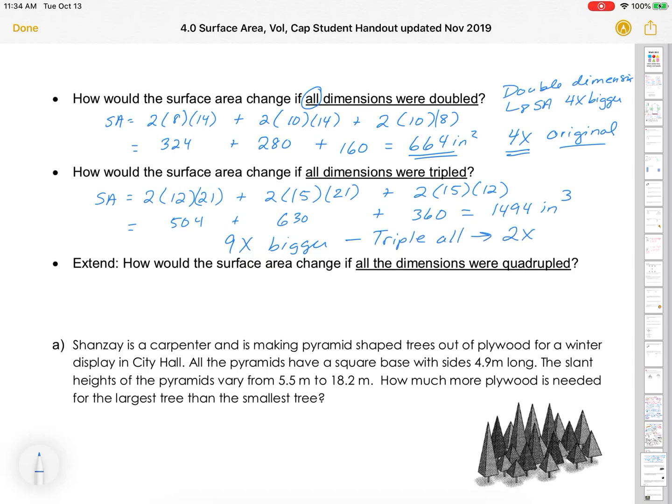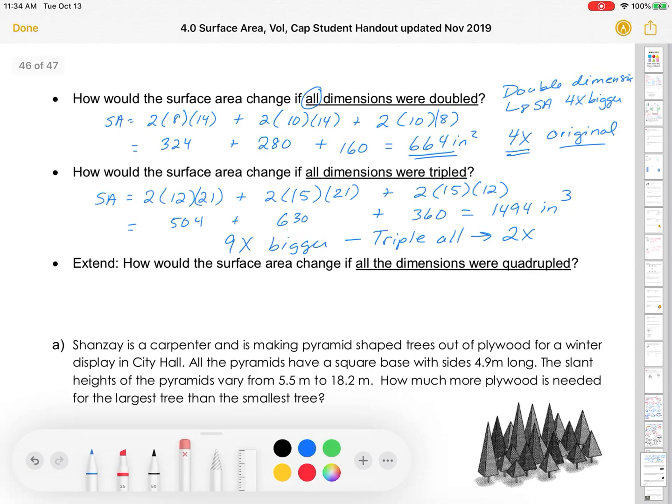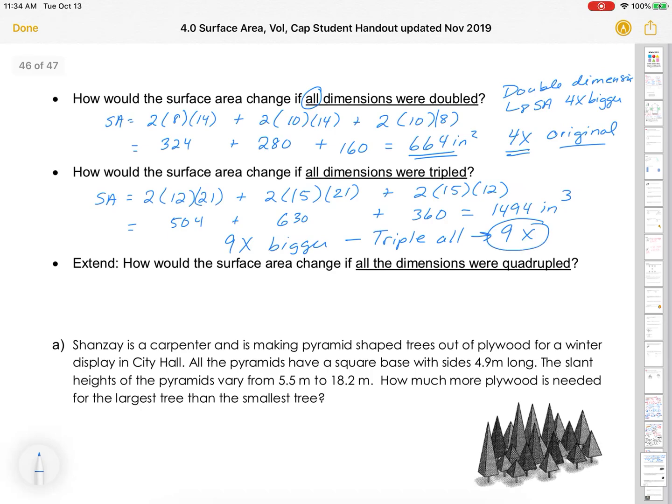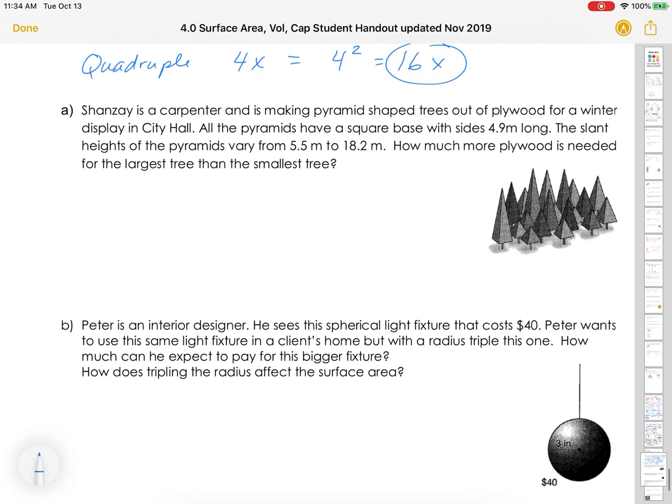So if you triple all, you get 9 times the original. Okay, so from that, what's going to happen when we quadruple? Well, let's think about it. It's 4 times, so it's going to be basically 4 squared, which is 16 times. Okay, so we can draw that conclusion.